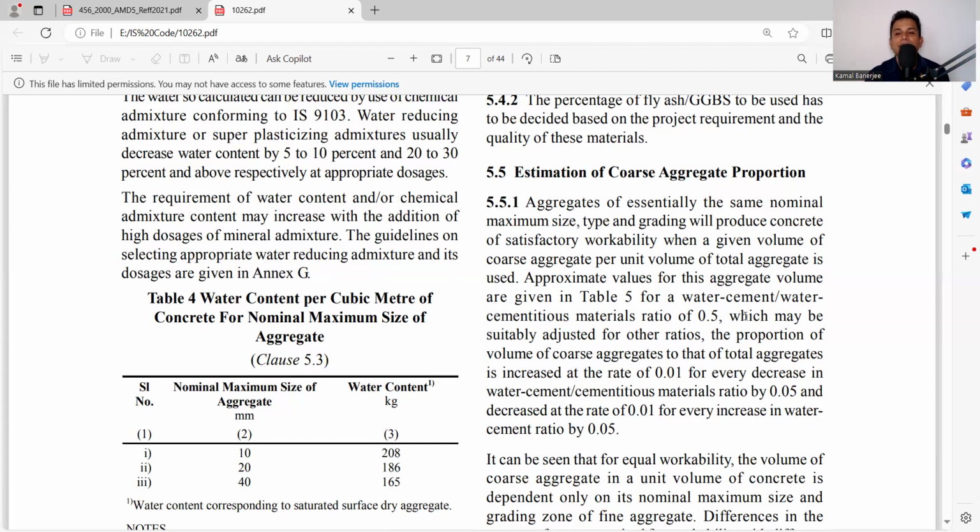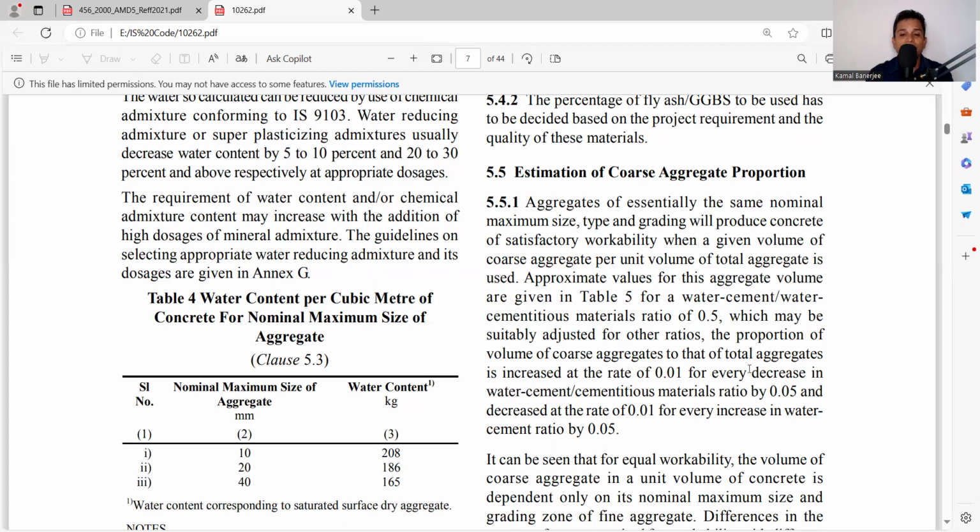And how to adjust? देखिए क्या लिख रहा है, the proportion of volume of coarse aggregate to the total aggregate is increased at the rate of 0.01 for every decrease in water cement ratio of 0.05. तो जो भी वाटर सीमेंट रेशियो कम होगा, coarse aggregate का part ज्यादा होता जाएगा। 0.05 में 0.01. Now this is very very much important. हमने जो 0.62 accept किया, that is for 0.5 और हमारा 0.36 है water cement ratio. That means for 0.14 we need to adjust the coarse aggregate volume for the total volume of coarse aggregate plus fine aggregate.